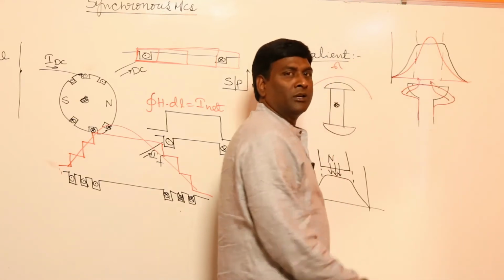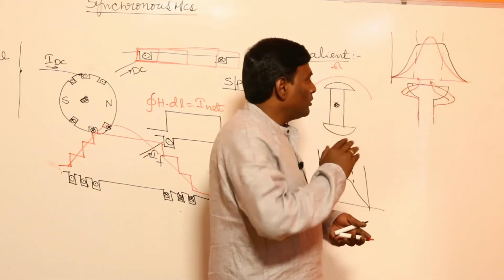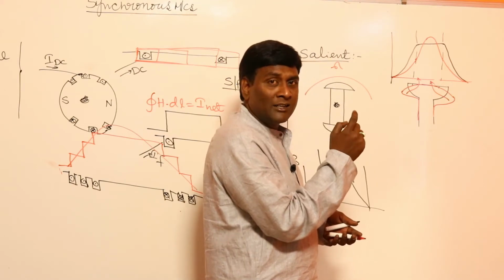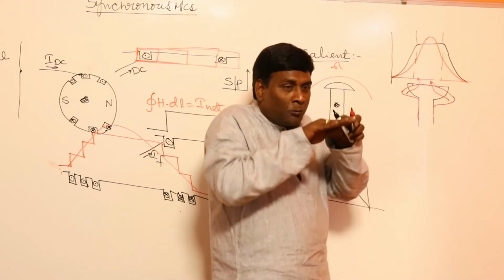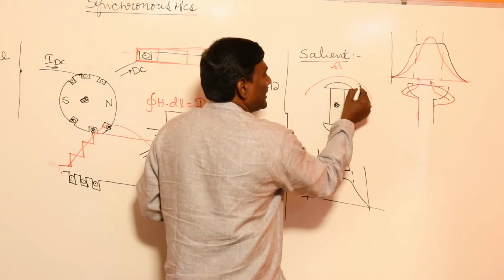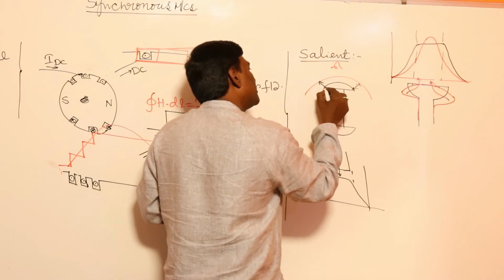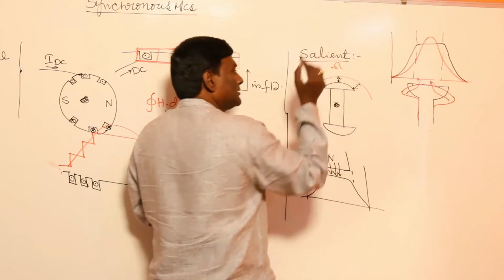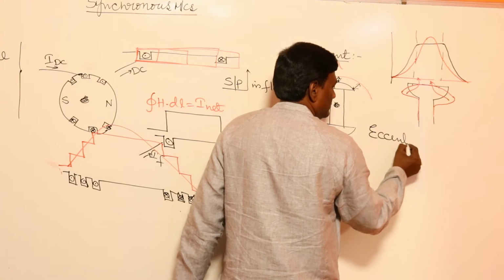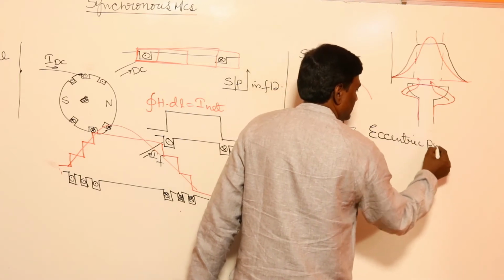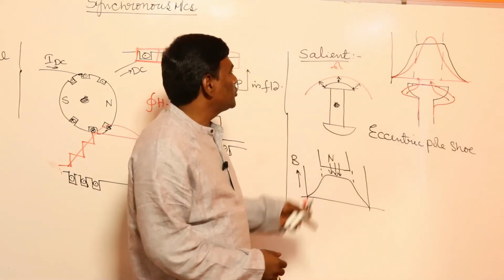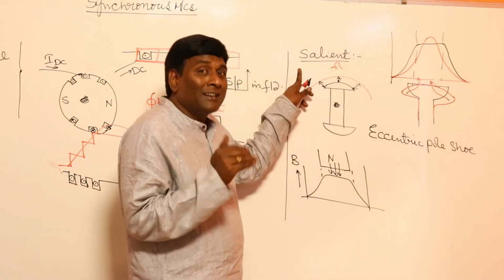Is it becoming a better sinusoid or not? Yes. So, in order to make the field flux a bit better sinusoid, at the center of the pole, the air gap should be least, and at the pole tips, the air gap should be more. From here to here, the air gap should be more, here also the air gap should be more, and at the center, the air gap should be less. That is called the eccentric pole shoe structure. So by using the eccentric pole shoe structure, we try to make the field flux better sinusoid in the case of salient pole.